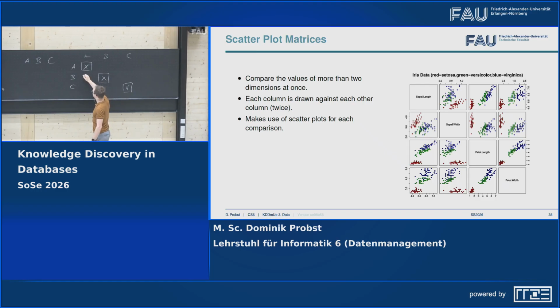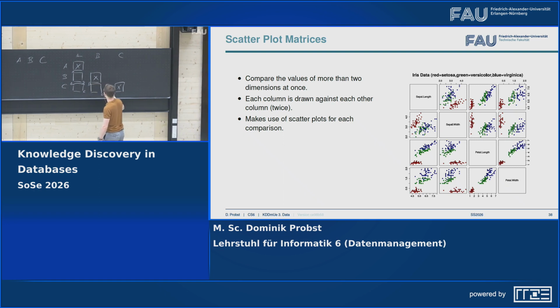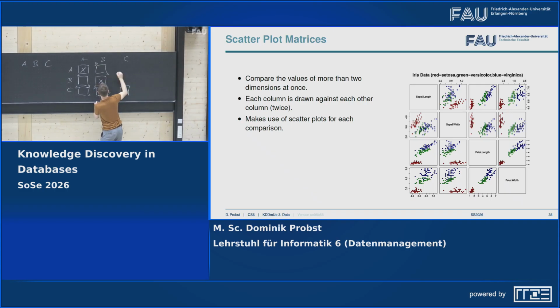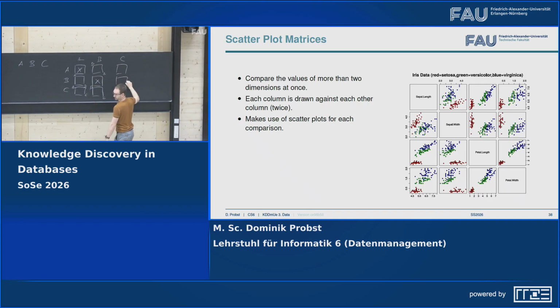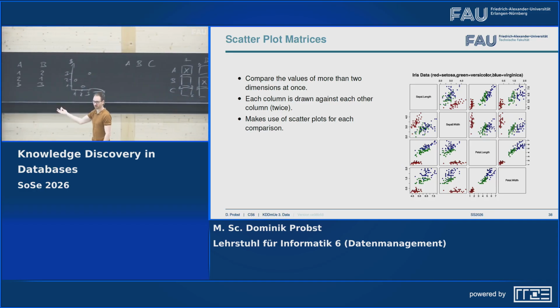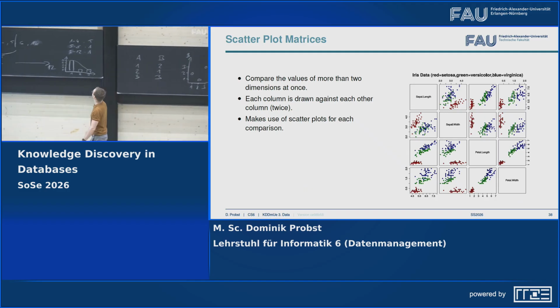For all other diagrams, we would draw a scatter plot diagram, where we compare A to B in here, where we compare A to C in here in a scatter plot. We would compare B to C in here, B to A in here, and so on and so on. So basically, we would draw a scatter plot for every comparison.